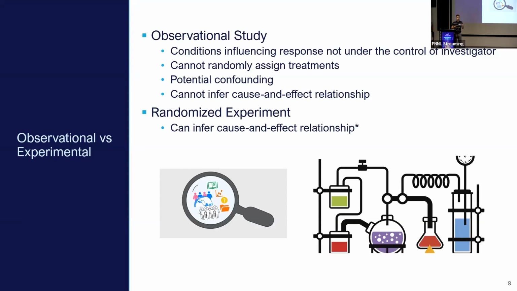And because of all of these issues that we can't necessarily control, we aren't able to infer any cause and effect relationship. On the other hand, we have randomized experiments, and that's what this whole talk is about. With randomized experiments, we are able to infer that cause and effect relationship. I did put a little asterisk on that sentence, and that's because it has to be a well-designed experiment. There's a lot of nuance when it comes to creating an experiment where we are able to infer that cause and effect relationship, and I hope that throughout the rest of this talk we're able to go into those nuances.